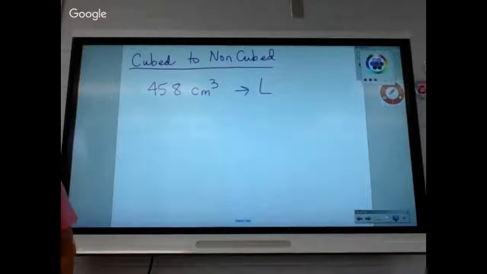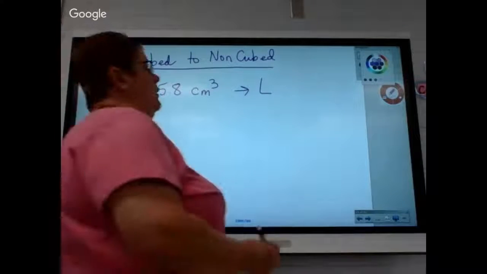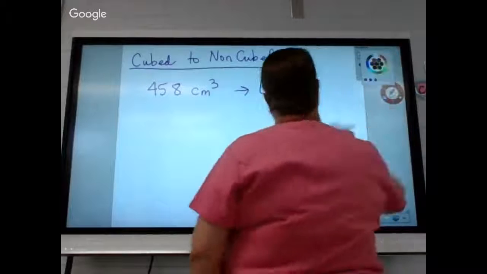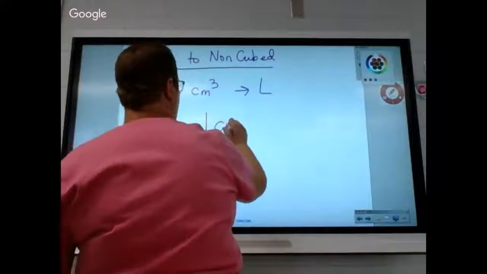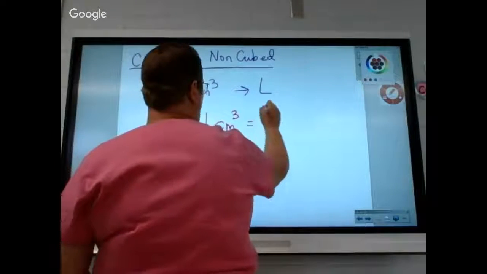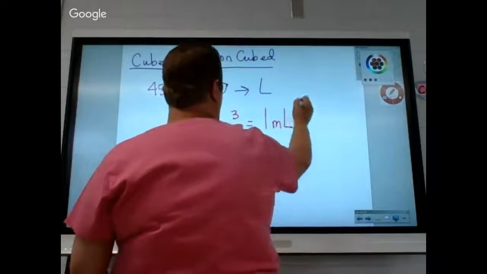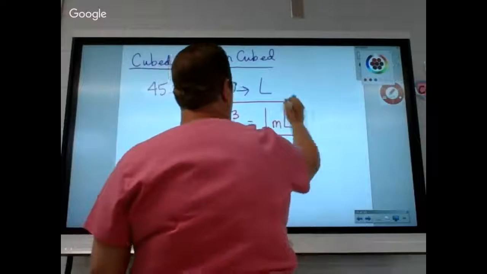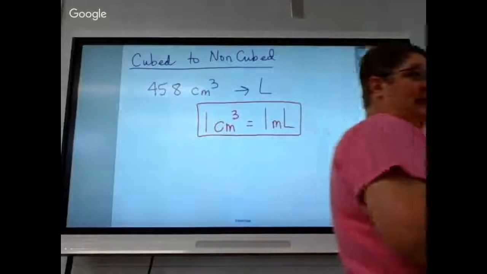So, how are we going to do this one? This is where you have to know a relationship that I'm going to tell you right now. 1 centimeter cubed is equal to 1 milliliter. These two things are one and the same.